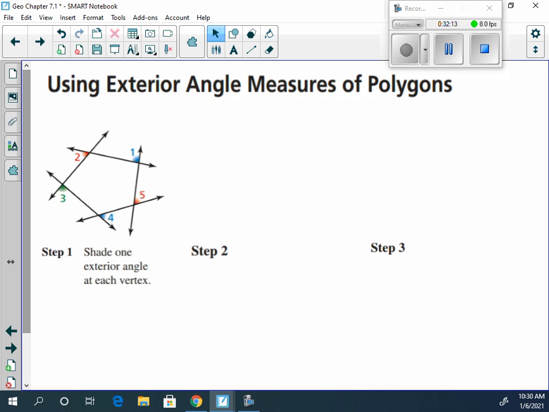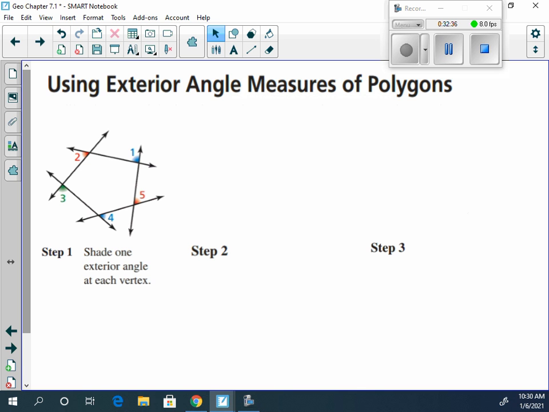Using exterior angles of a polygon. Okay, I'm going to have you watch this. You don't have to fill this in because it's a little bit tricky to try to fill this in. Using exterior angle measures of a polygon. So we have this shape here, yes? And y'all can see the different exterior angles are colored. We have 1, 2, 3, 4, 5. Those are the exterior angles, yes?